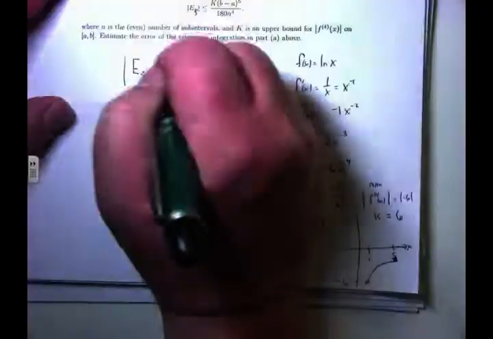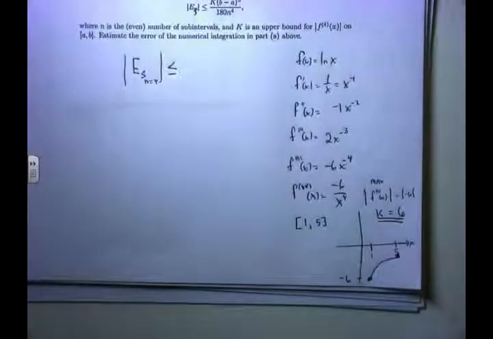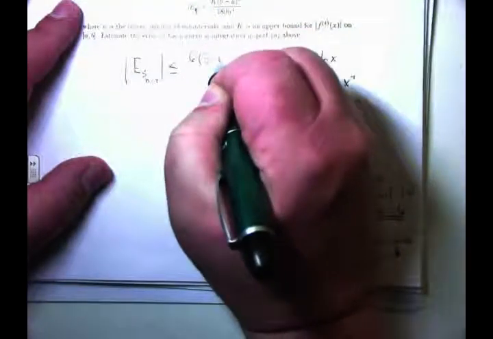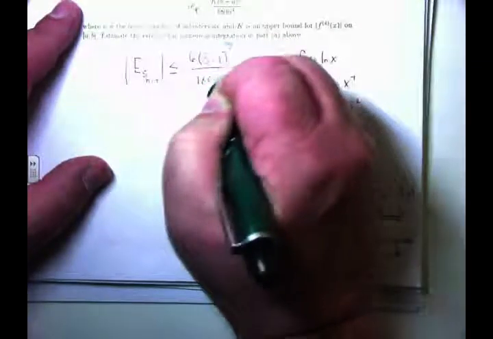Alright, so this is less than or equal to, and here is where the big point totals were on this particular part of the exam, because so many people screwed it up because they couldn't figure out what K was. It was sad. Now, once you got K, which is now 6, plug it in. It'll be 6 times B, which is 5, minus A, which is 1, to the 5th, over 180.